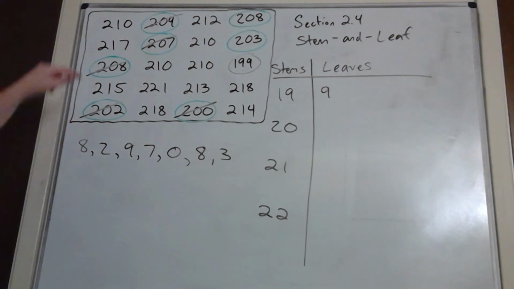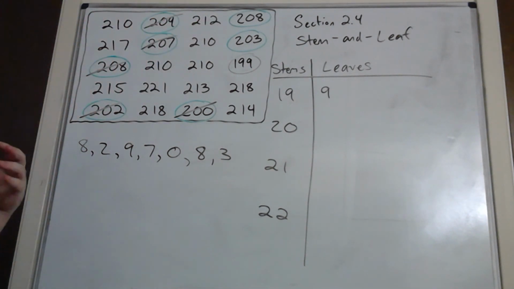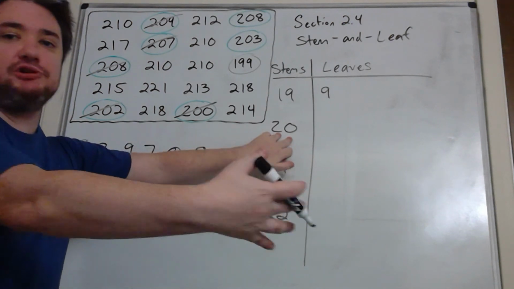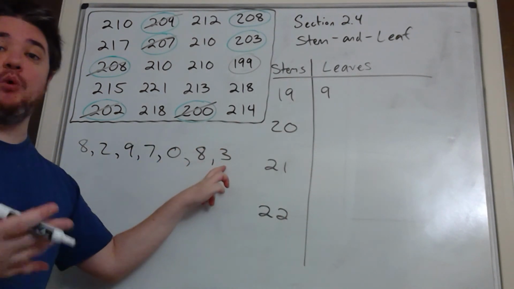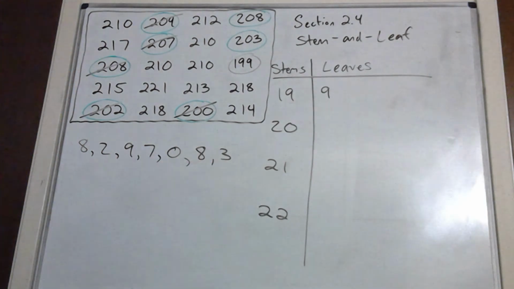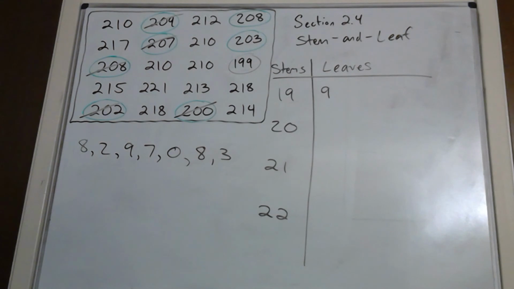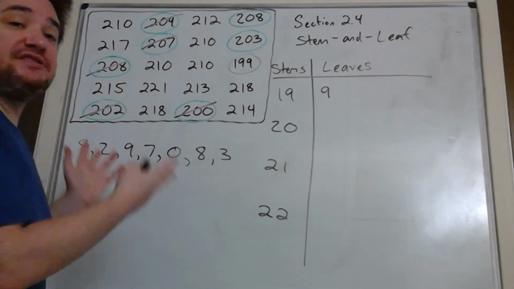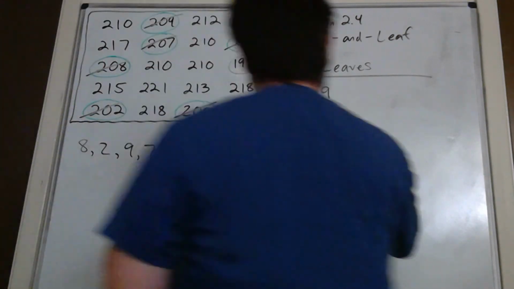Okay, so I circled 1, 2, 3, 4, 5, 6, 7 of those green numbers. 7 numbers that live in the 200 up to 209 range. And these are the 7 digits, the ones digit, those leaves that are on there. And now what I want to do, so here I just wrote them in the order that I noticed them, right? But what I want to do now is write them in increasing order.